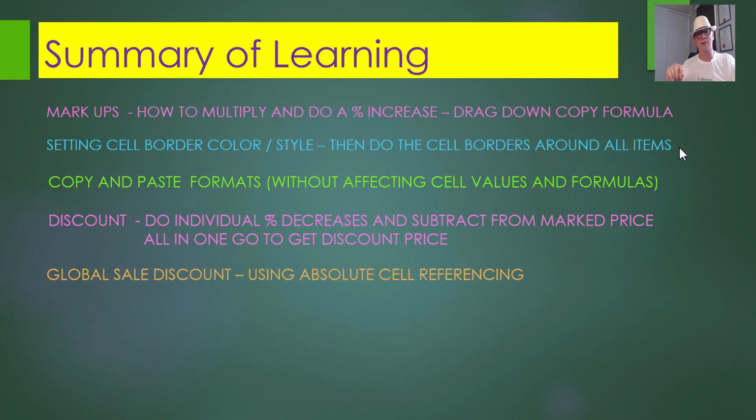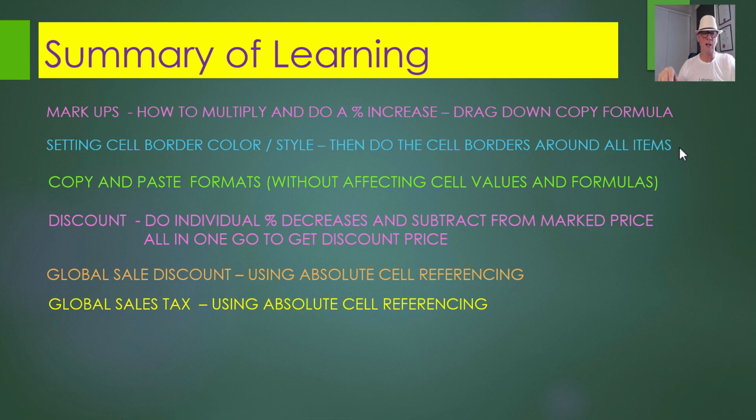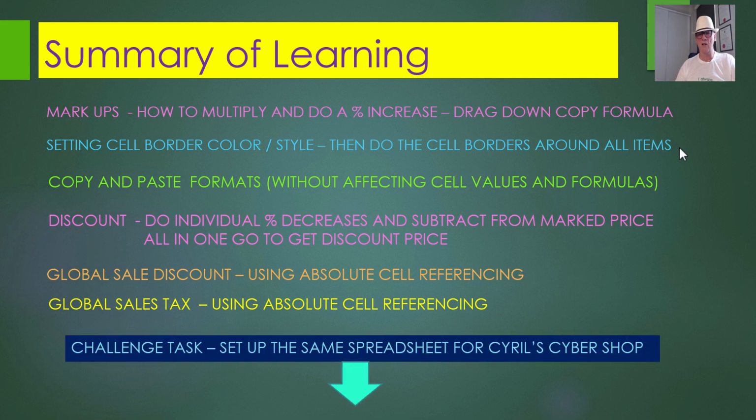We did the global sale discount, but you have to use your dollar $2 type thing there to lock them in and have absolute cell referencing. Same thing with the sales tax, we've done that. And now there's a challenge task. Okay, one for you to do.